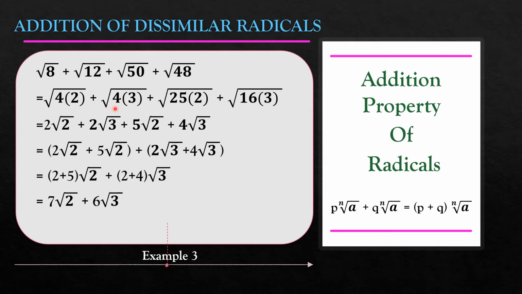Kay 12 naman, 4 times 3. And then, kay 50, we have 25 times 2. And then, kay 48 naman, we have 16 times 3. So, makikita ninyo sa factors ng bawat radicand ay may mga perfect square. So, dito, since 4 is a perfect square, pwede na natin kuhanan ng square root yan. Kaya meron tayong 2 dito.